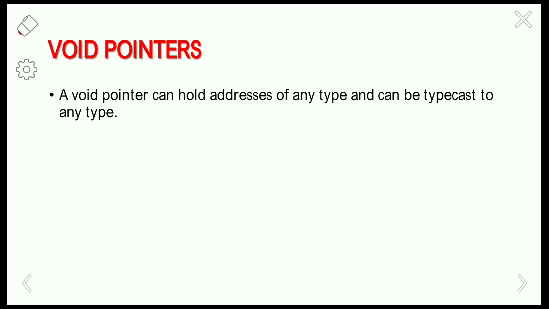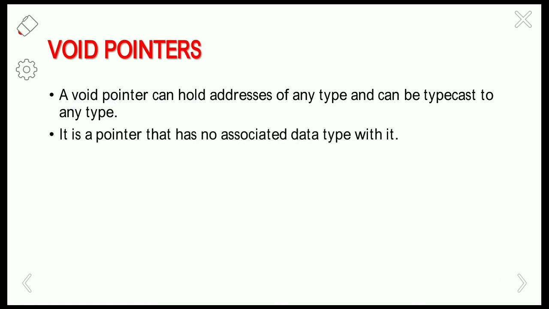But using the void pointer, it can hold the address of any type and can be typecast to any type. So if you are using the void pointer, then we can store the variable of any data type. It will typecast the variable of any type. That is the meaning of the void pointer. It is a pointer that has no associated data type with it, so generally we can apply the void pointer for a variable of any type.